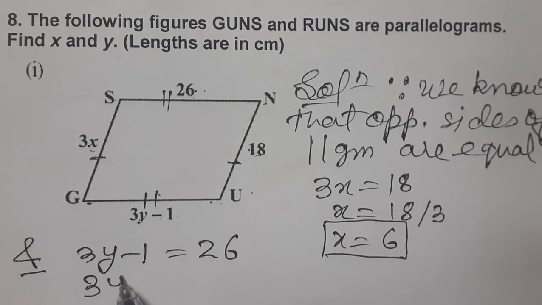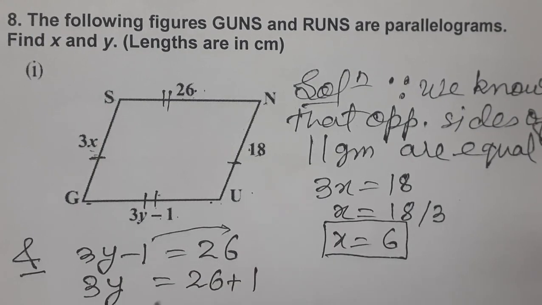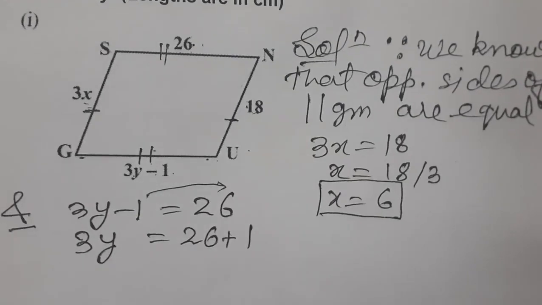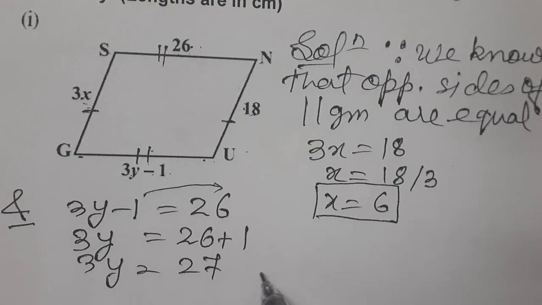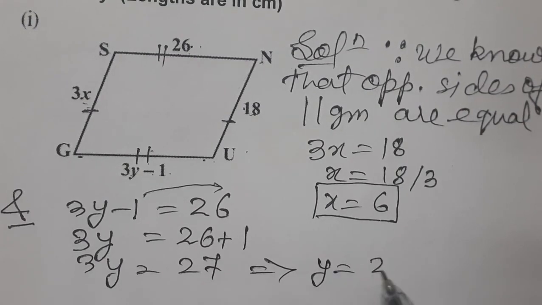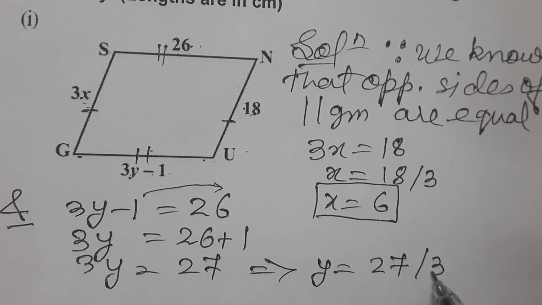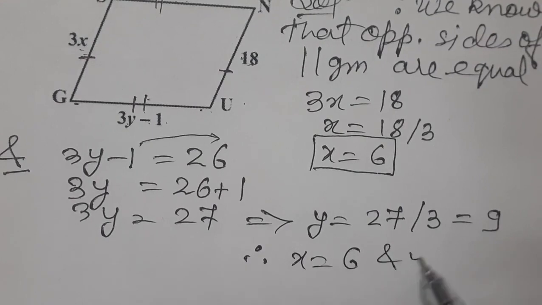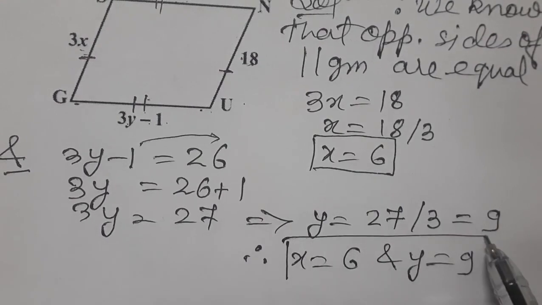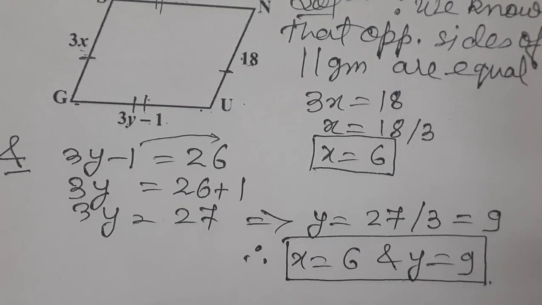Now we can solve. 3y minus 1, transpose to the other side: 26 plus 1. What will we get, children? 3y equals 27. It implies y equals 27 divided by 3. y equals 9. So we got both the values. Therefore x is 6 and y is 9. So simple children. Understood? So let's see the next one.